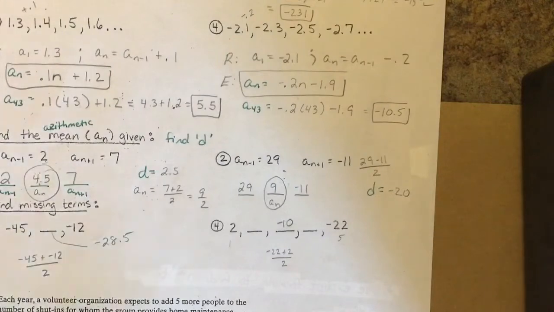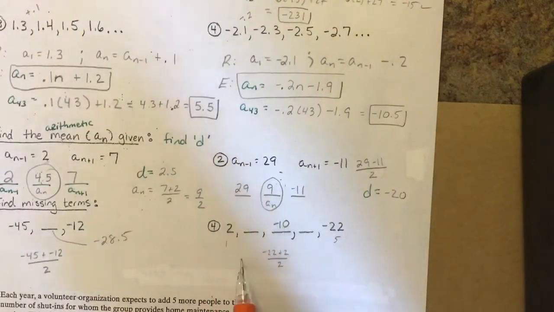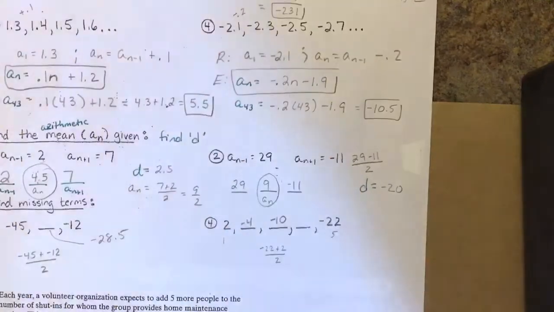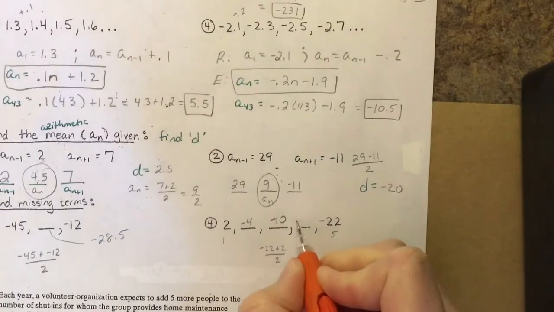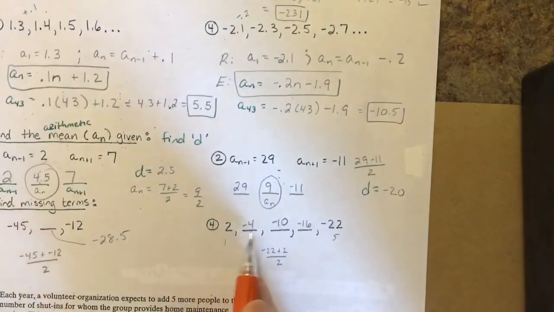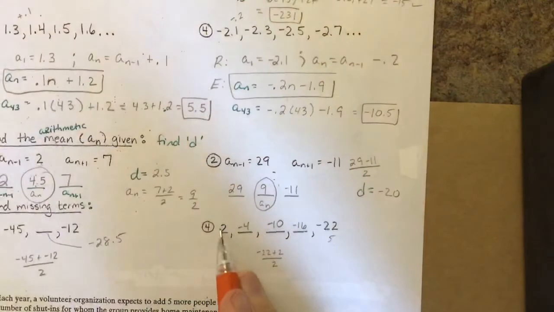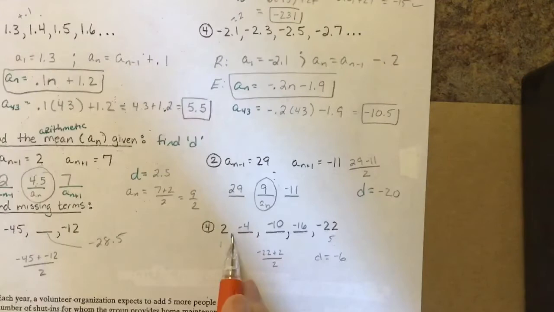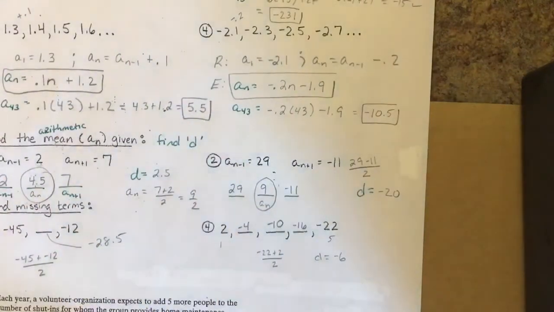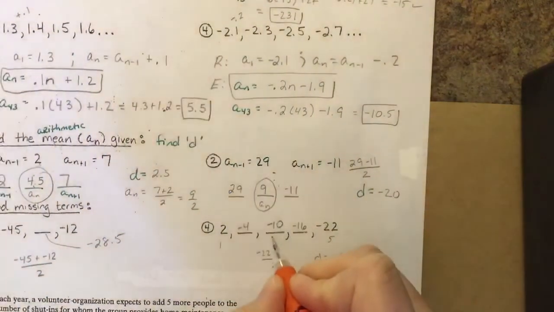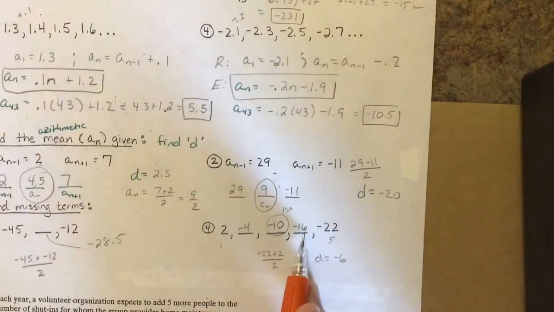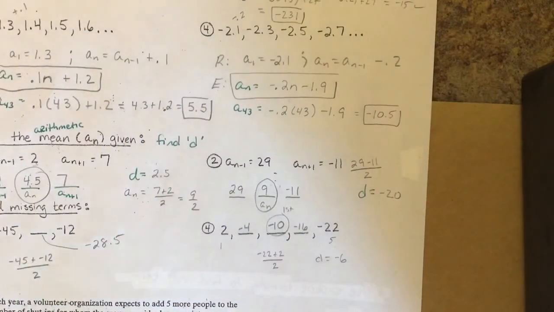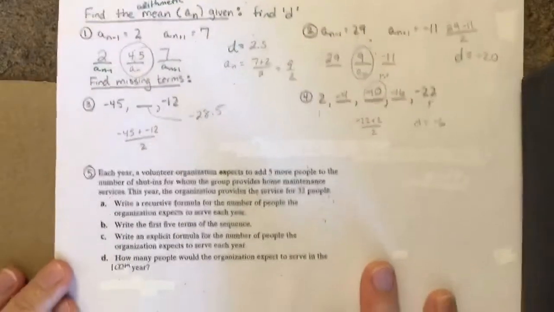Then we can add these 2 up: negative 8 divided by 2, negative 4. Then you can add these 2 up and divide by 2 and get negative 16. Or you could figure out the common difference. These are all going down by 6, so we could have just done negative 10 minus 6. But we'll get this one first, then you can get this one second or this one second. Doesn't really matter.